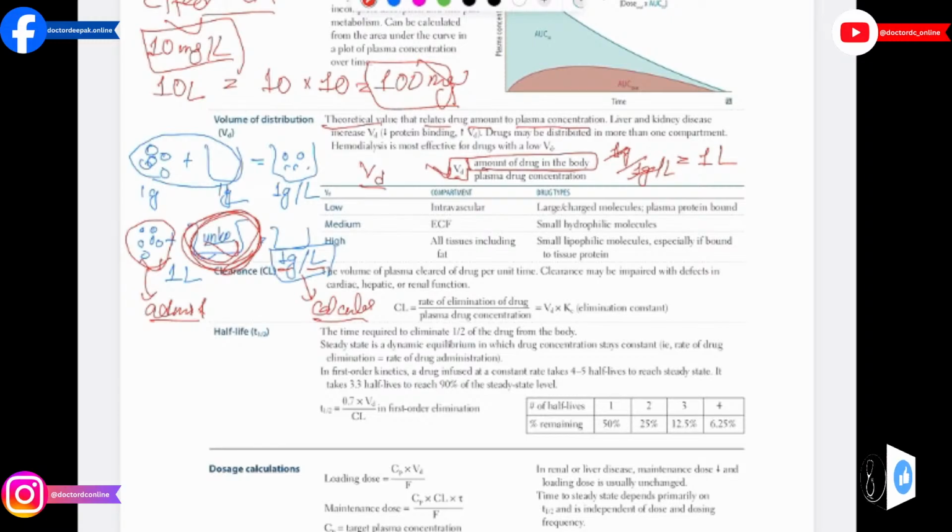So secondly, the dose will distribute according to compartments.